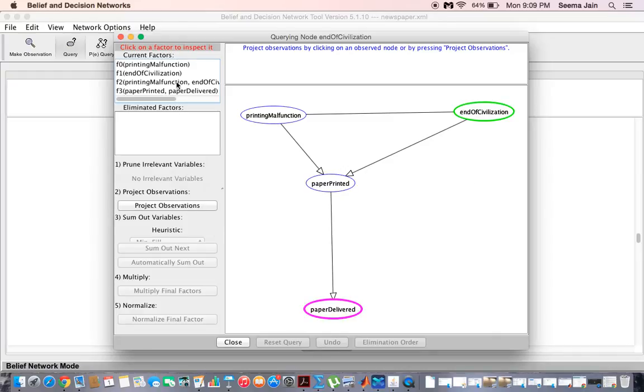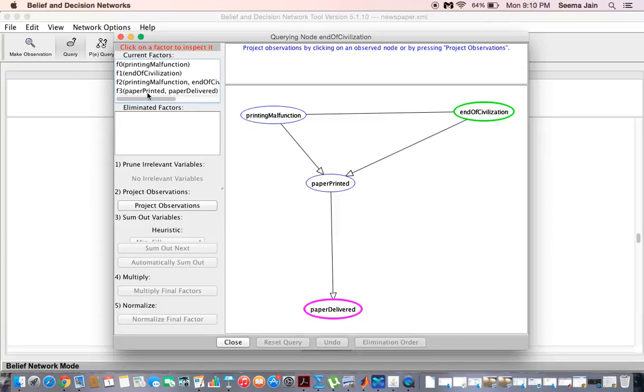So the initial factors we have: the first is for printing malfunction. These are basically the prior probabilities for printing malfunction. Similarly for end of civilization, these are the prior probabilities. The F2 factor is the probabilities that we defined for the function paper printed, and it is dependent on printing malfunction and end of civilization. So that's why these three variables.